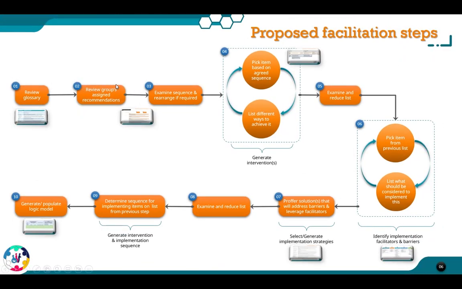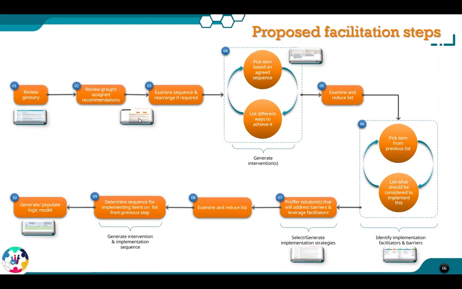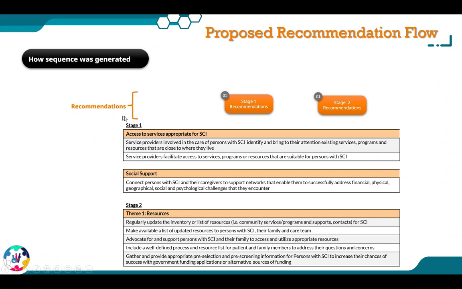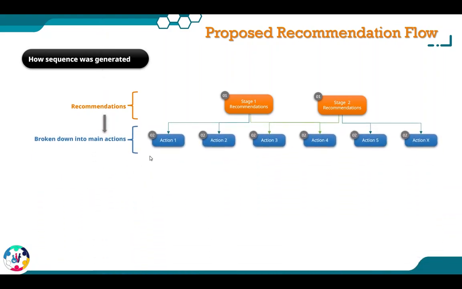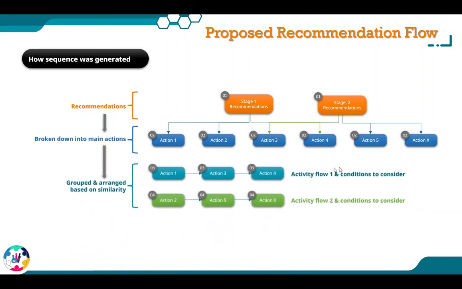This, in step 3, is then followed by reviewing the sequence proposed for how the recommendations should progress. The proposed sequences were extracted from recommendations from Stage 1 and the early phase of Stage 2, as shown here. These were broken down into their constituent parts, hence, resulting in different actions labeled as Action 1, 2, 3, and so on. Reorganizing these actions based on similarities resulted in what is referred to here as the activity flow and the condition or conditions that should be considered.